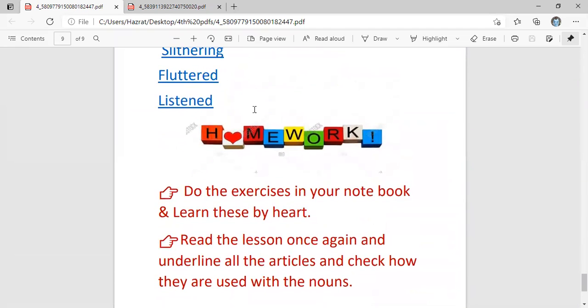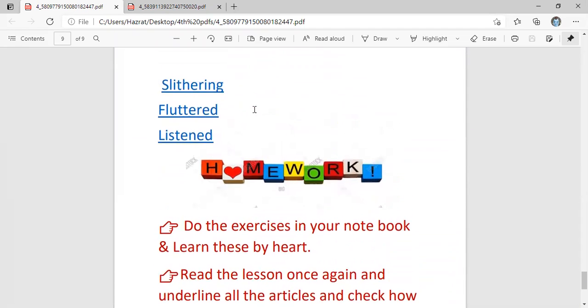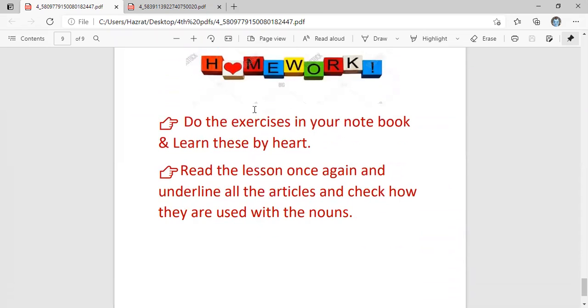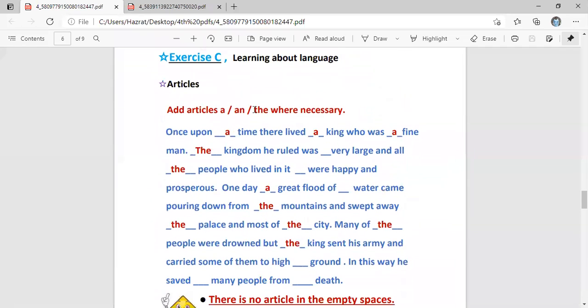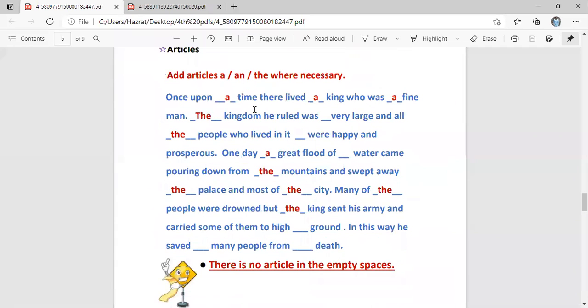Okay? So you will have to write the exercise in your notebooks, and then you will have to memorize all these things, and you will have to read the entire unit again. And if you still have any ambiguity or any problem in it, then I'm here to answer. Having any problem? Do you have any problem?